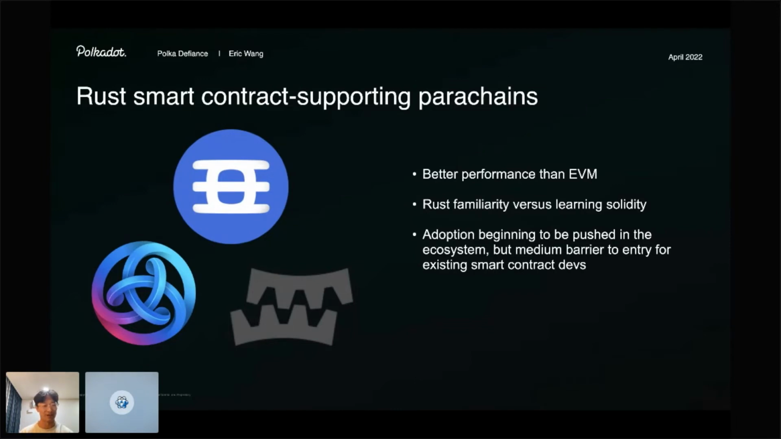And this is something that I think we're pushing pretty heavily for people to understand as something that does offer many technical advantages over existing EVM implementations that people should consider looking at.